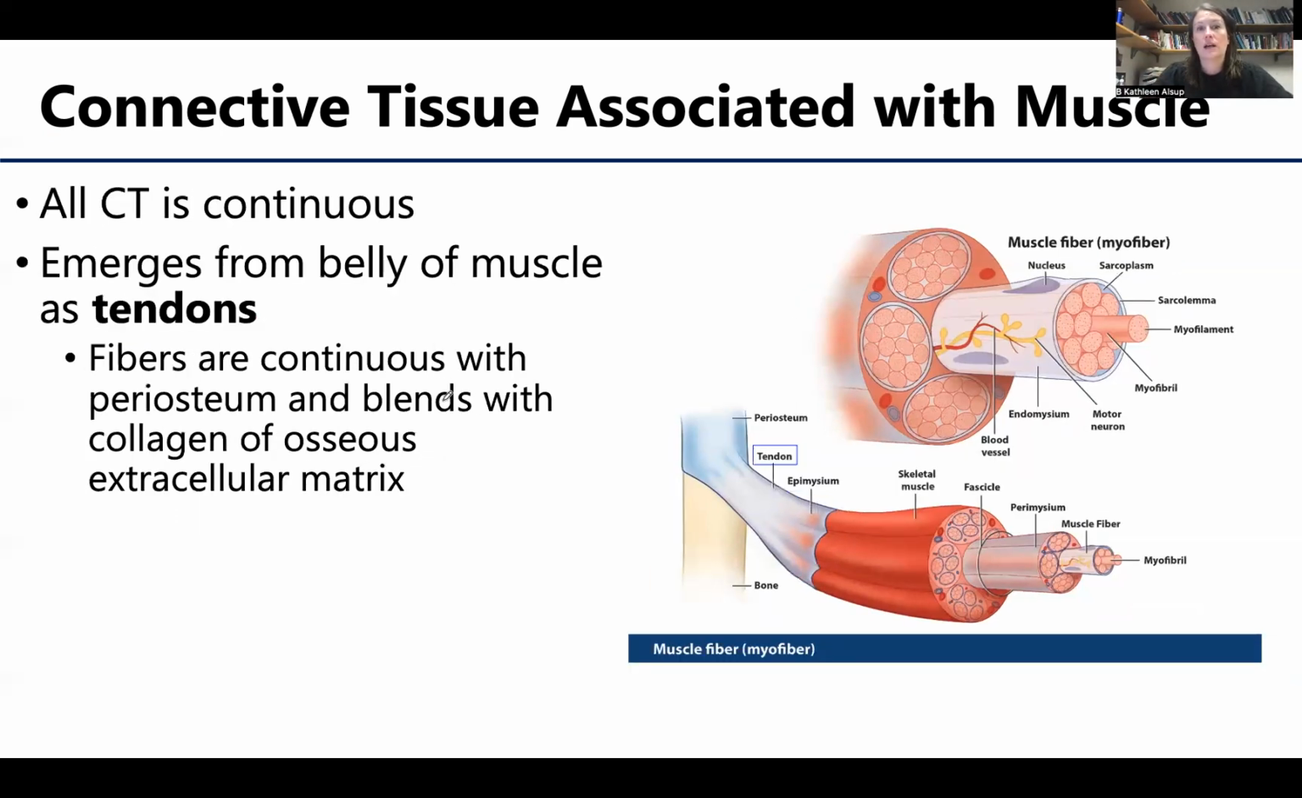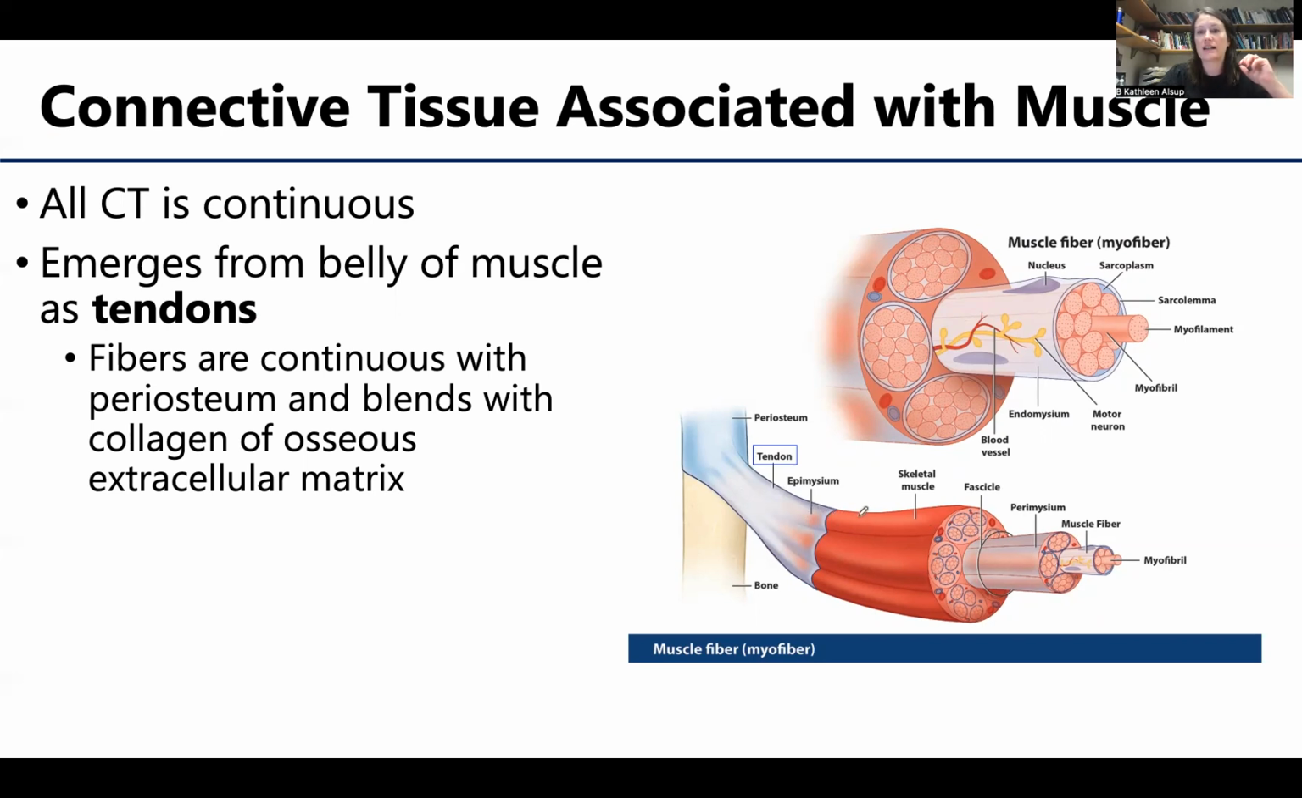Now, this is a key point. I've been mentioning it throughout, but make sure that you understand this, that all this connective tissue is continuous. So that endomysium is continuous with the perimysium, which is continuous with the epimysium, and the epimysium is continuous with tendons. And you've likely heard tendons before. Unlike ligaments, which, remember, are bone to bone, tendons connect the muscle belly to bone. Okay, so hugely important in terms of movement. And really, it's just that continuation of the connective tissue past the muscle.